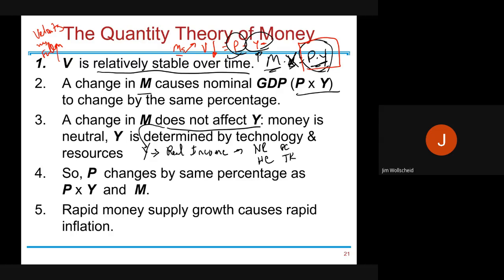So since money doesn't change real GDP, I'm only left with one option, right? If money increases, I know velocity is constant, so it can't change that. I know GDP isn't affected by the money supply. So that leaves us with only prices to increase. And so over time, what we expect to see when the money supply increases is that the price level increases.